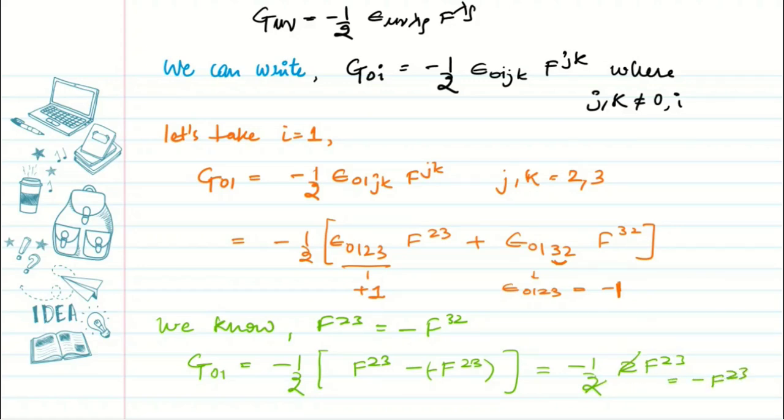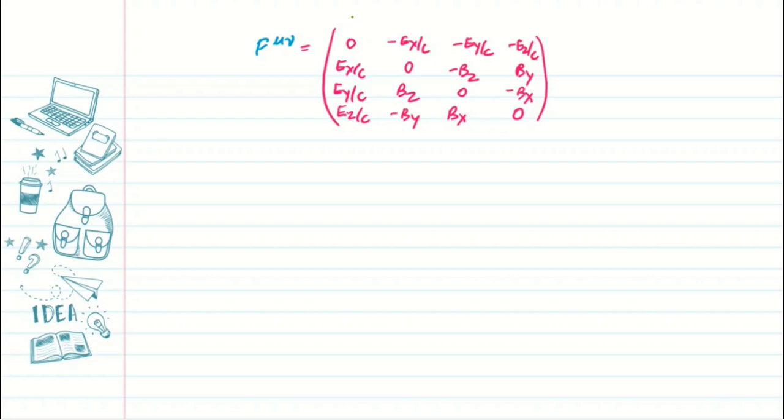Now let's take a look at the EM field tensor F mu nu to get this F23 element. This is F mu nu, with rows and columns 0, 1, 2, 3. We want F23, so second row, third column, this is minus Bx.